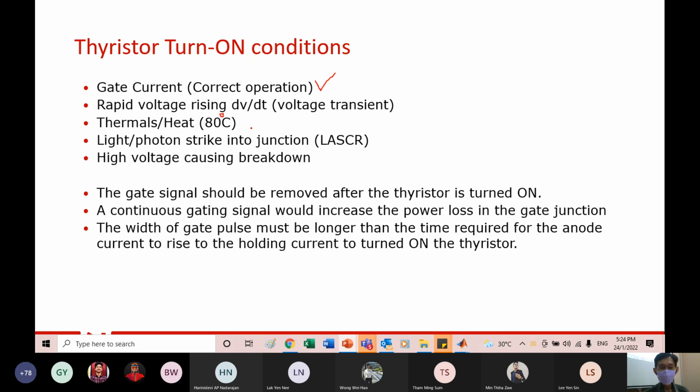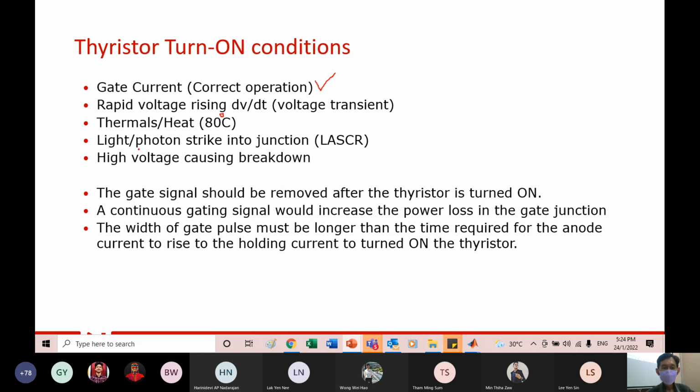If the heat of the thyristor or the environment gets too hot, the electrons can break through the barrier. Because it gets too hot, the electrons are moving faster and stronger. They break through the PN junction and accidentally turn it on. Remember, when it turns on, it does not require any gate current to maintain the on state. So be careful about the thermal issue.